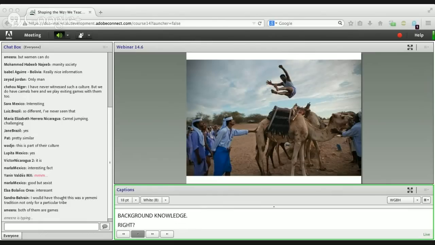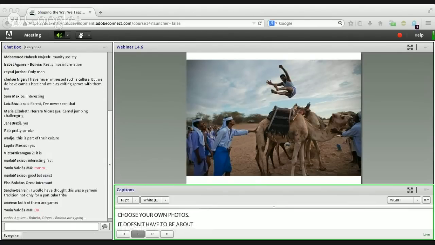Okay, so this activity we just led you through, by breaking down the three phases and separating them, would be a great tool in your classroom. We're going to have these photos available for you. That's right. You could use these photos in your classroom, or you can choose your own photos. It doesn't have to be about sports. It could be about anything. And you could use them in small groups with your students.